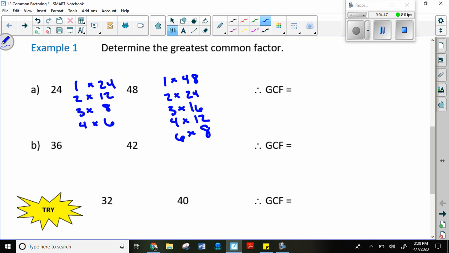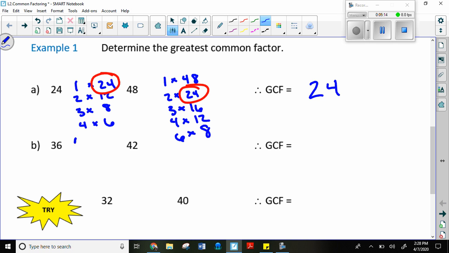So let's look at our lists. What's the largest number that's common in both of them? They both have a 2, they both have a 3, they both have a 4, they both have a 6, they both have an 8, they both have a 24. All the way to there. I started with 1 and I realized they both had 1, so that would be silly. Okay, greatest common factor would be 24.